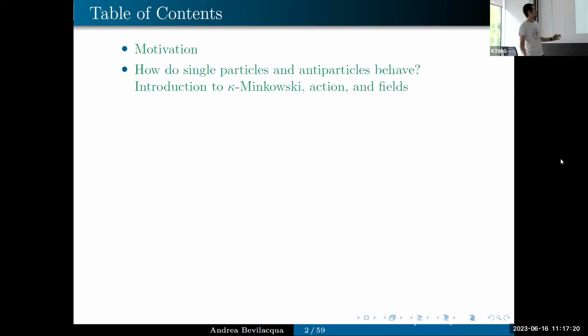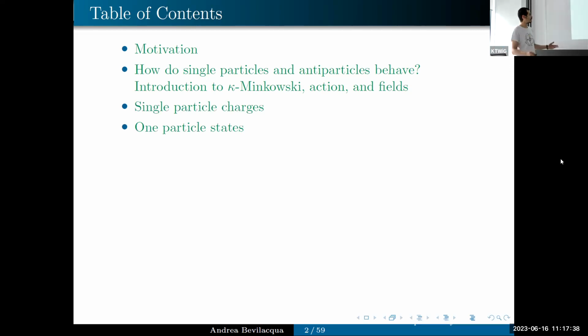At the beginning, I will give some motivation. Then I will talk about how single particles and antiparticles behave. To try to understand this, I will first introduce briefly what is k-Minkowski, and then very briefly what kind of action you can build on top of it and what the fields are. Then I will talk about what the charges are for single particles and then one-particle states. This first part is just to give an idea of what single particles are and what we know about them in an explicit model, which is well defined.